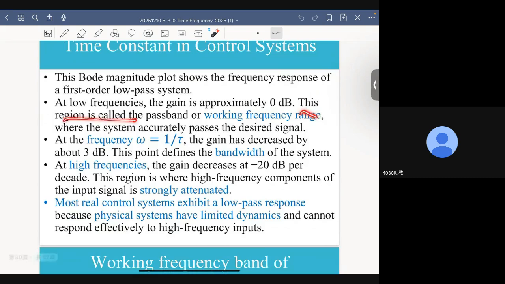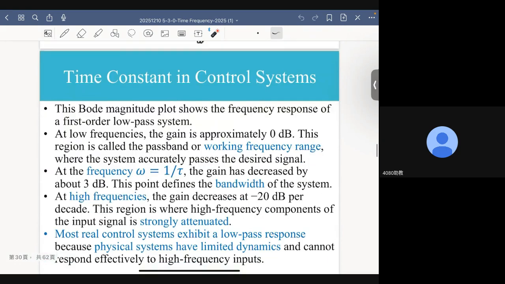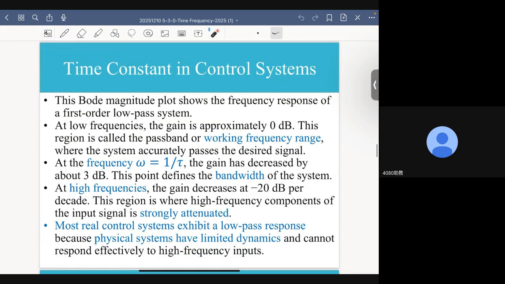This region is called the pass band or working frequency range because here, everything is 0 dB. Every frequency component in this so-called working frequency band can be faithfully reproduced at the output end of the system. Now, where the system accurately passes the desired signal, at the frequency omega equals 1/tau, this is the corner frequency of the first order system.